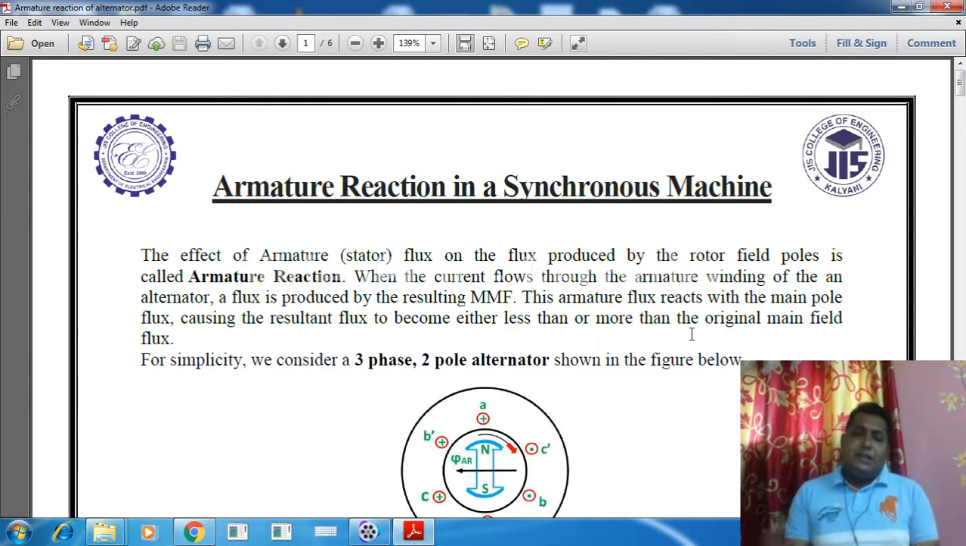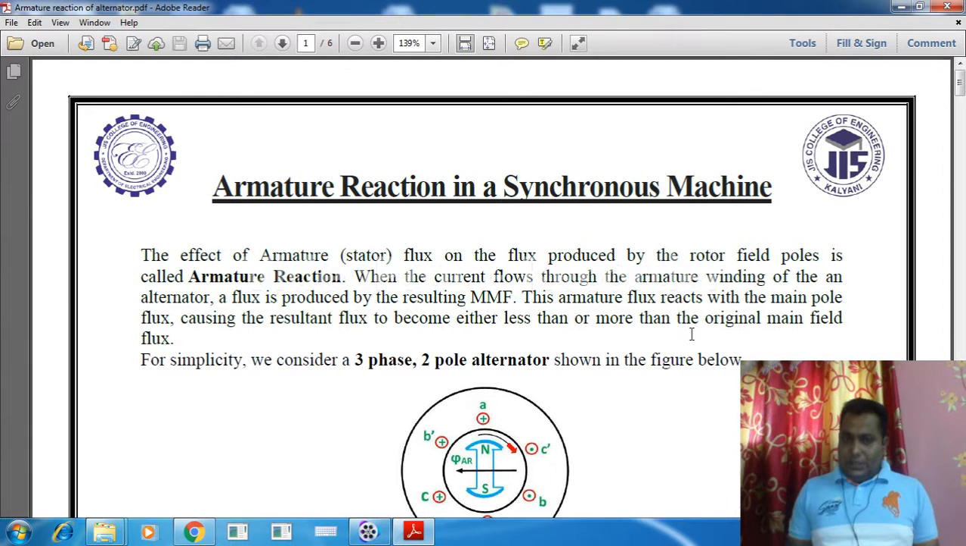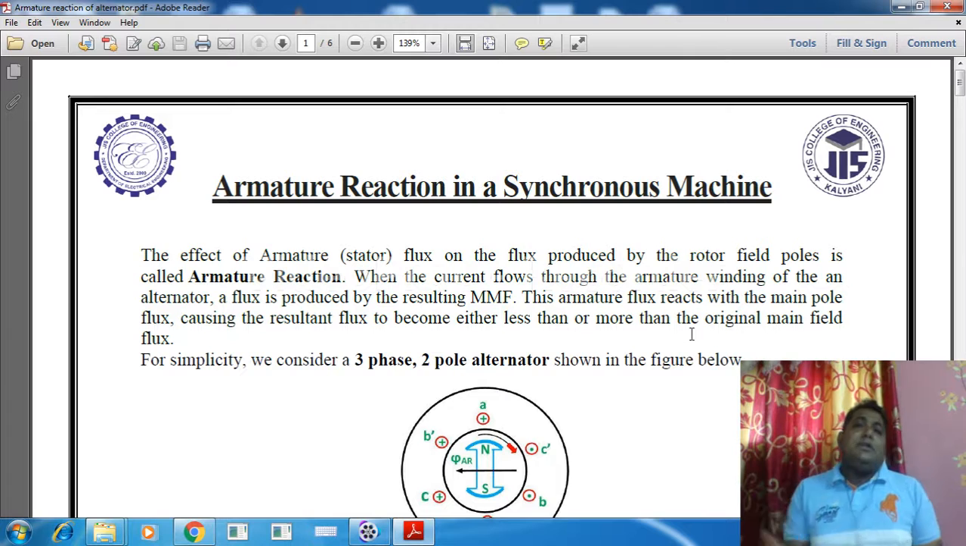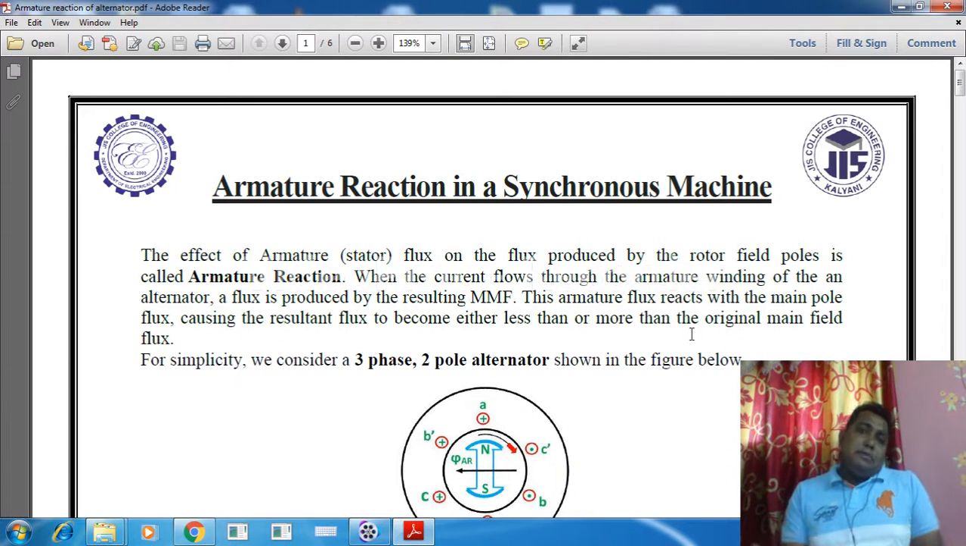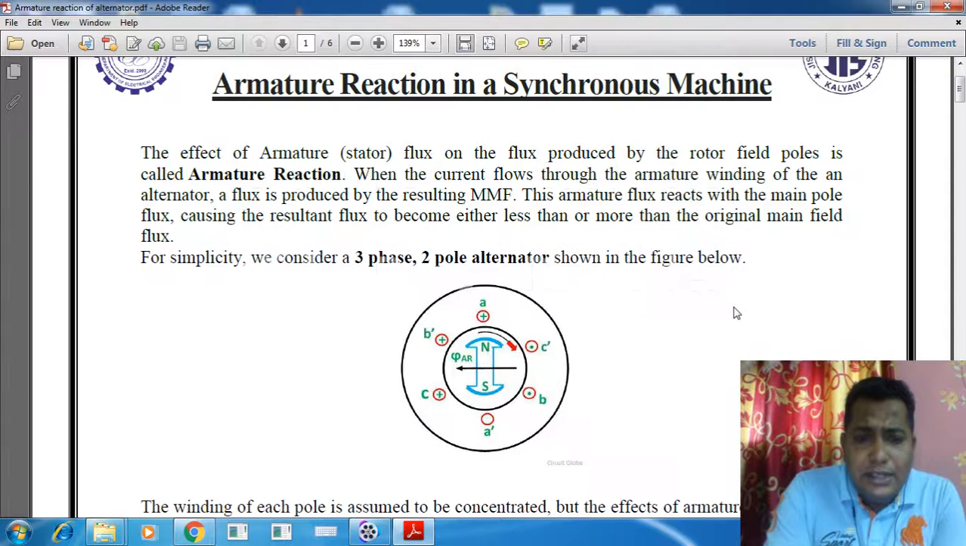Now let us see the effects when this armature flux reacts with the main field flux. If the flux is changing, we will see how much the change is, what the value should be, and what the equations are, to understand the overall concept of armature reaction. And when armature reaction happens in alternating machines, what are the results? That study we have to do now. So let us do it.